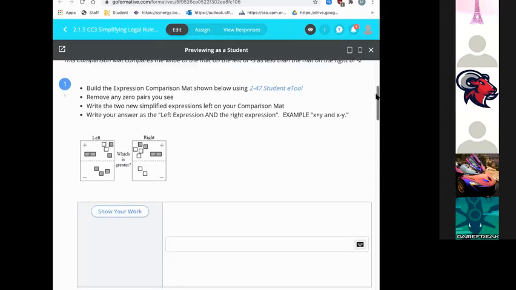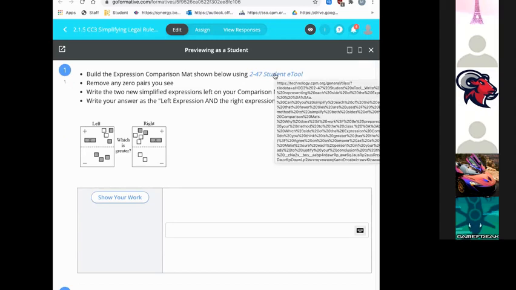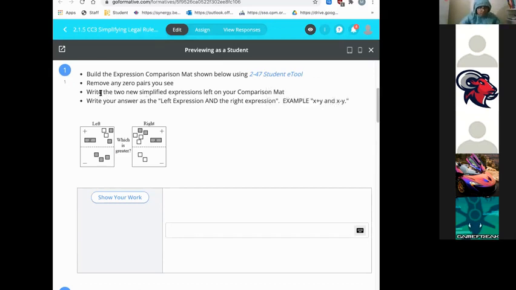So let's look at this one. It says build this expression. You have these expressions, build them using the Student eTool, and then remove any 0 pairs you see. I'm going to give you guys 3 minutes to click on this one and remove any 0 pairs that you see. Then write the 2 new simplified expressions that are left. Write the expressions like this: if you want it to count as correct, you need to write what the expression is on the left, then write the word and, then write whatever's on the right. So it's got to look like that.